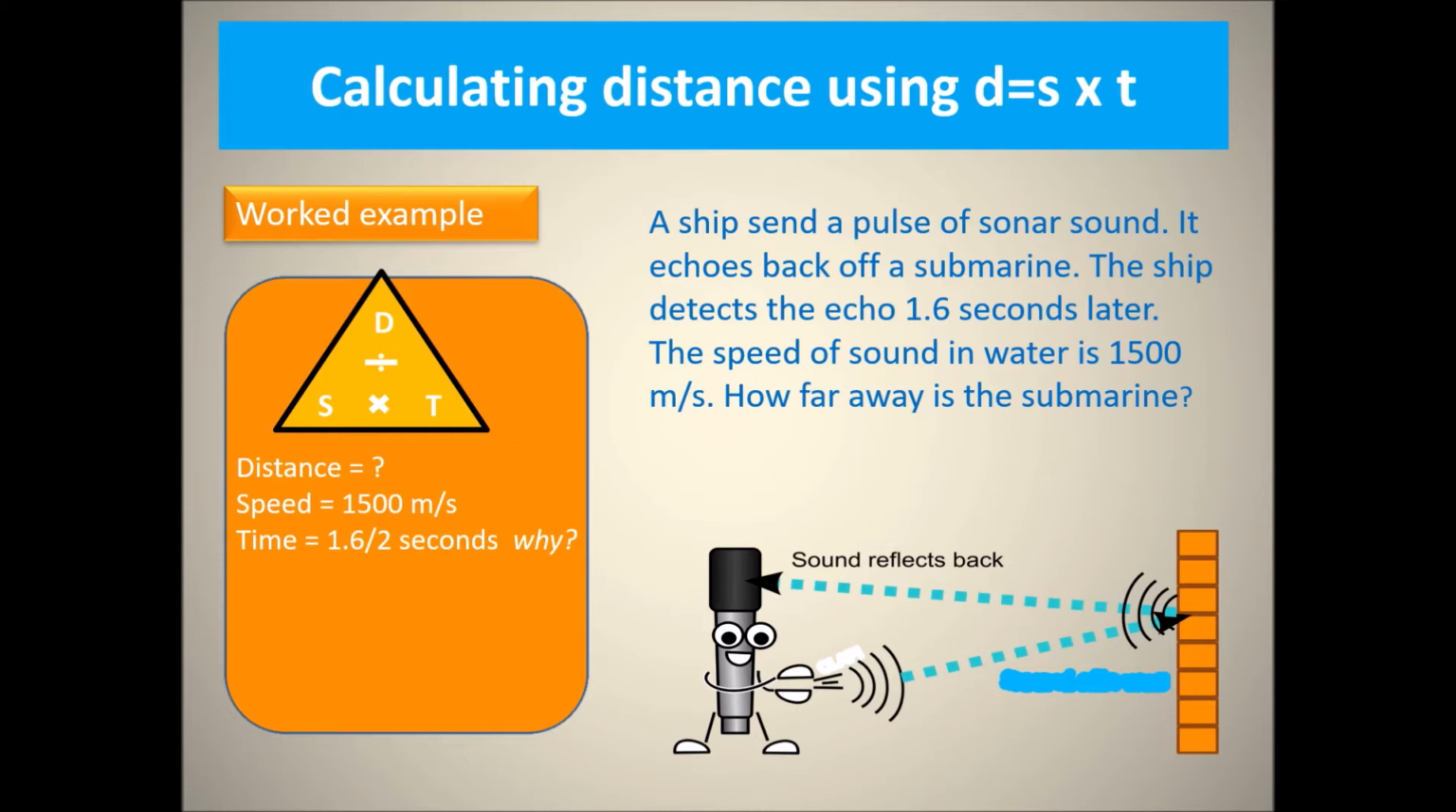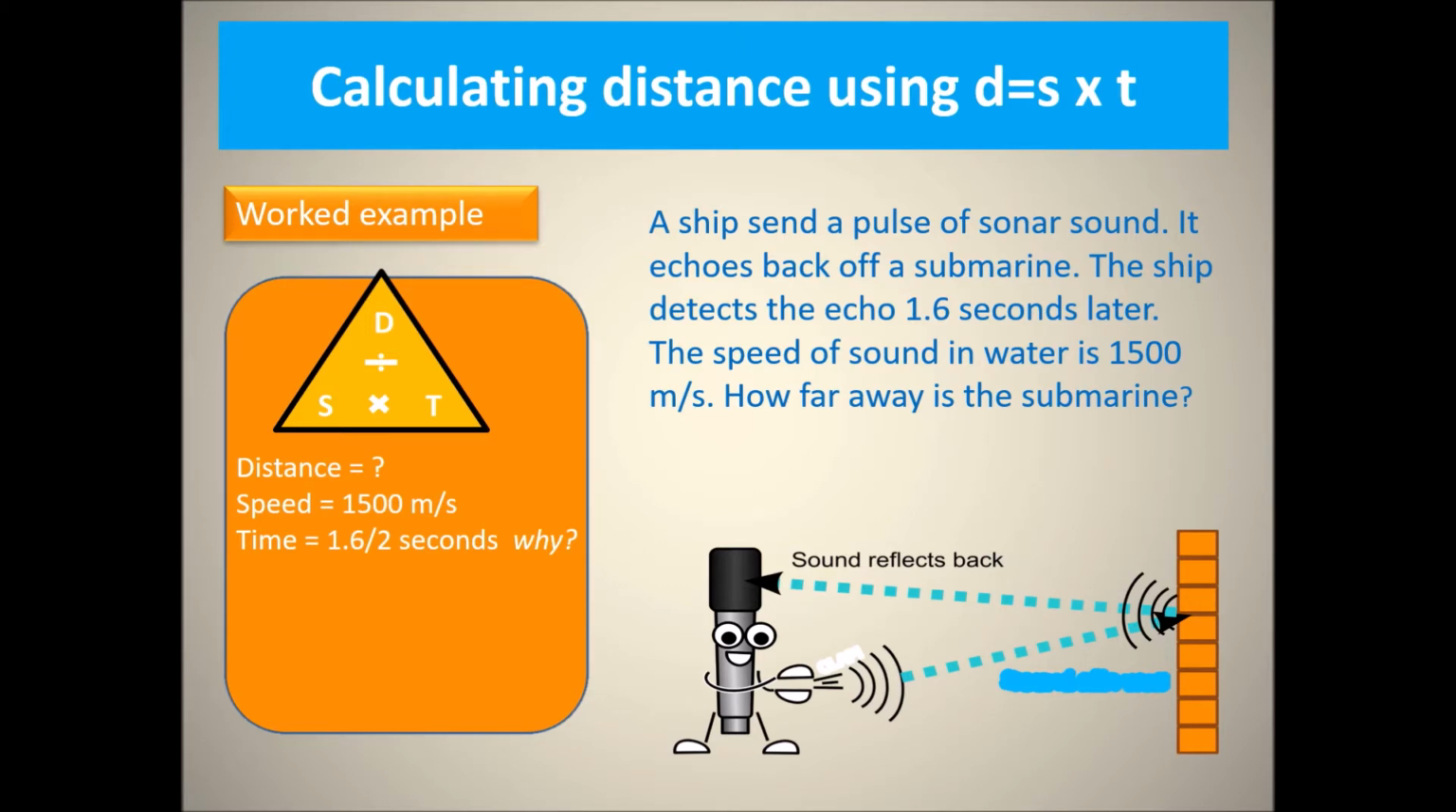So the ship sends a pulse of sonar sound. It echoes back off a submarine. The ship detects the echo 1.6 seconds later. Now you must remember that the speed of sound in water is much faster than in air. So the speed of sound in water is 1,500 meters per second. Now we do the same calculation. How far away is the submarine?